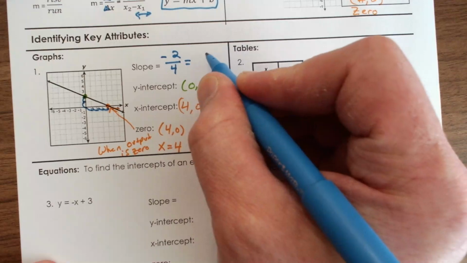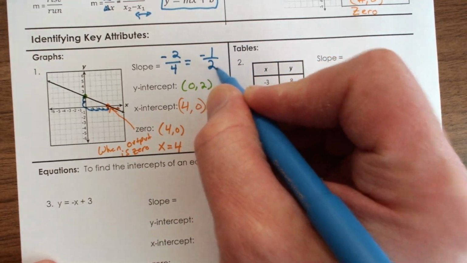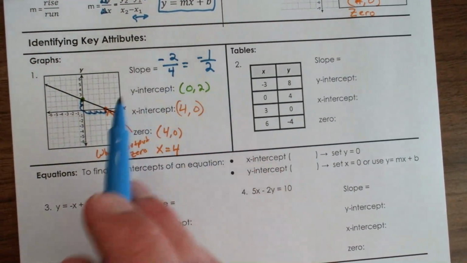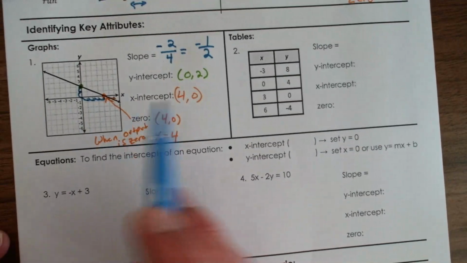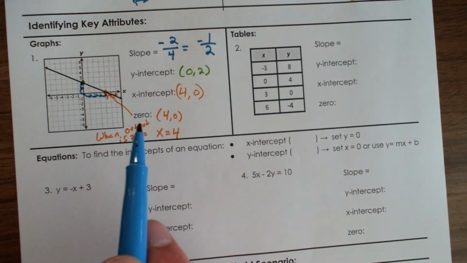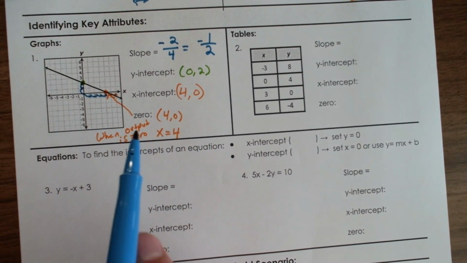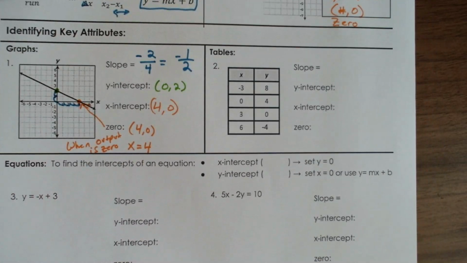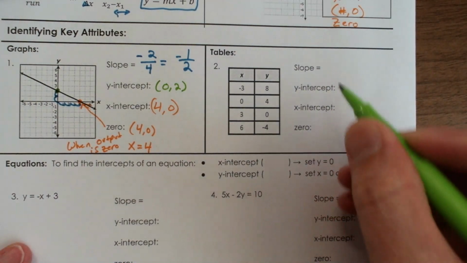And 2 divided by 4 reduces down to negative 1/2. So that's our slope. Our slope will be a number. Our y-intercept will be a point. Our x-intercept will be a point. Our 0 could be a point, or it could just simply be x equals. When we're given a table, we have to find our y-intercept, our x-intercept, our 0, and our slope.